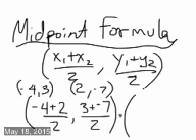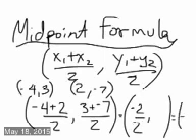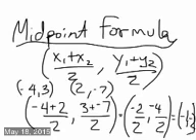On the first one, what's -4 plus 2? -2 divided by 2? -1. And what's 3 plus -7? -4 divided by 2? -2. Oh, ran out of room. That looks horrible. -1, -2. Okay? Are you guys okay with that?